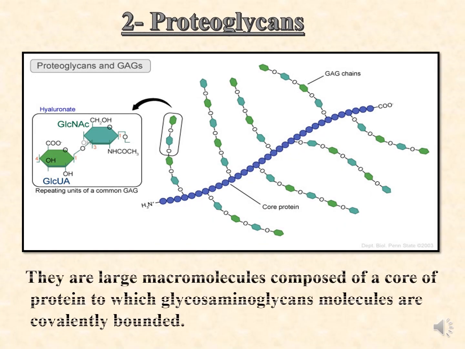النوع الثاني من الماكرومولكيولز اللي تشكل ground substance هو proteoglycans. They are large macromolecules composed of a core of protein to which glycosaminoglycan molecules are covalently bound. إذن هو يتألف من بروتين بالإضافة إلى جزيئات glycosaminoglycan.